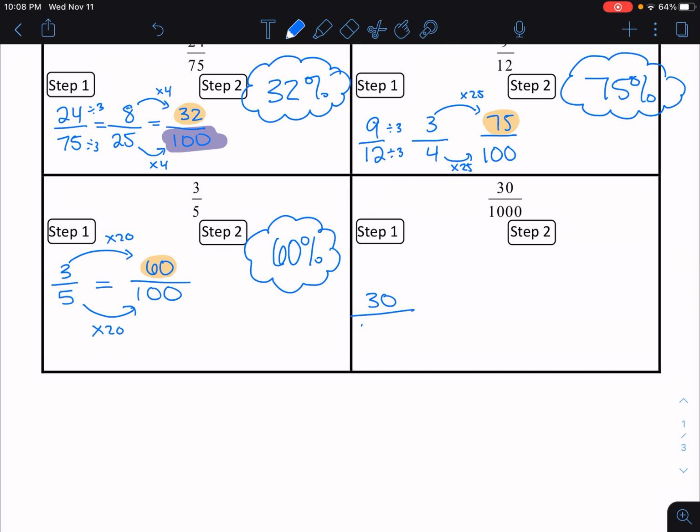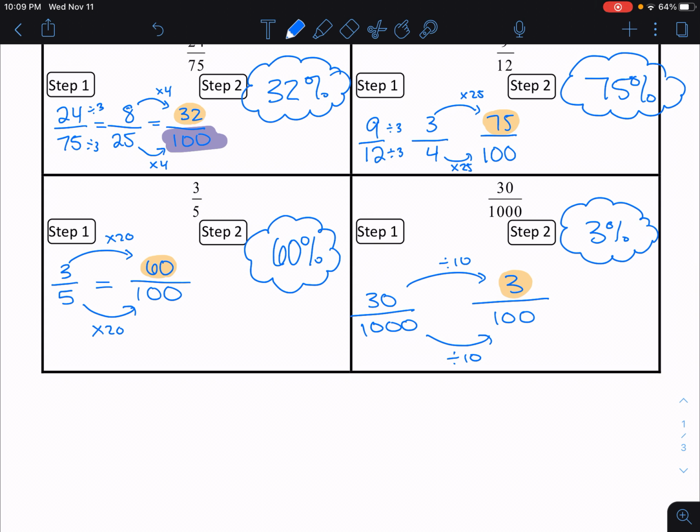For 30 over 1,000, I'm trying to get to 100. Now this one, I just have to scale backwards to get to 100. So if I divide by 10 in both places, 1,000 divided by 10 is 100. 30 divided by 10 is 3. So there's my percent. So my answer is 3%.